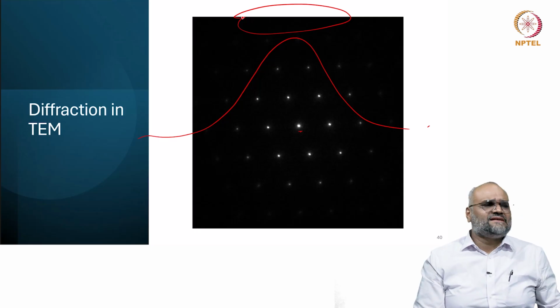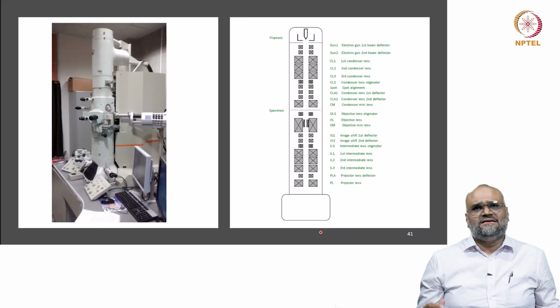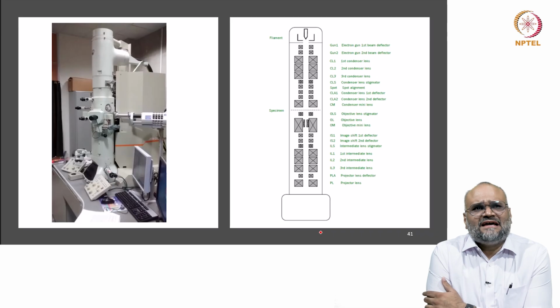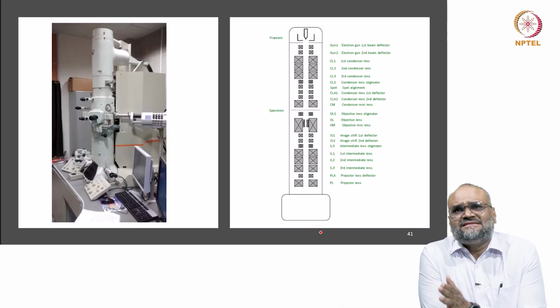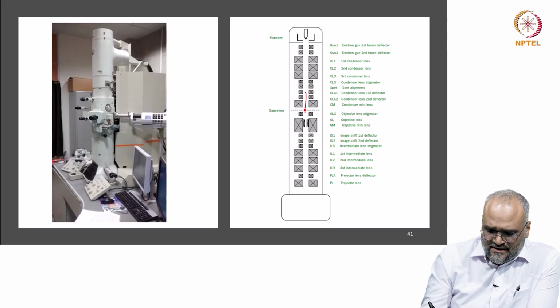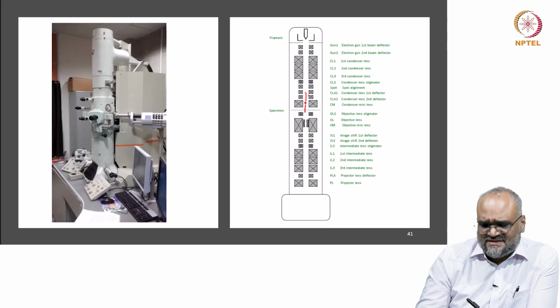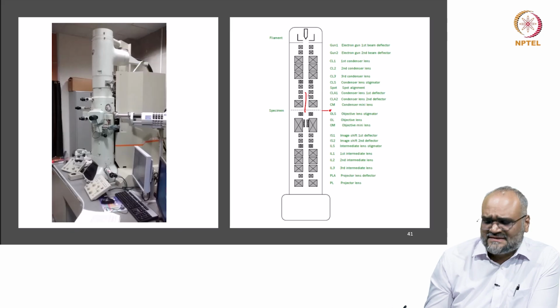Let us try to understand how these diffraction patterns are obtained in a TEM. So, if I look at this reference image again, where I see the microscope column and the schematic of the column, when a parallel electron beam which is illuminating the specimen is imaged such that the specimen is also oriented along the crystallographic zone axis.